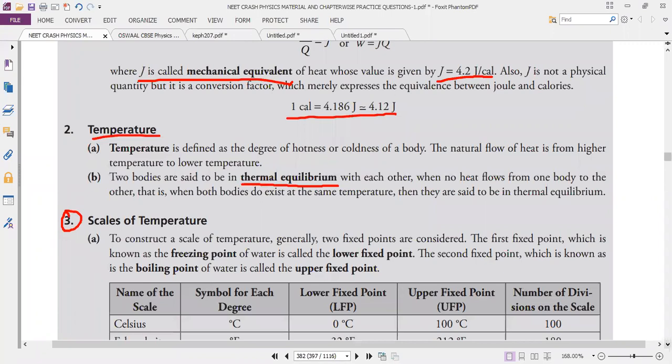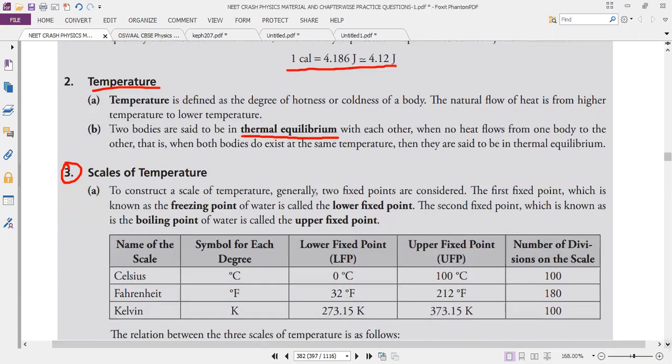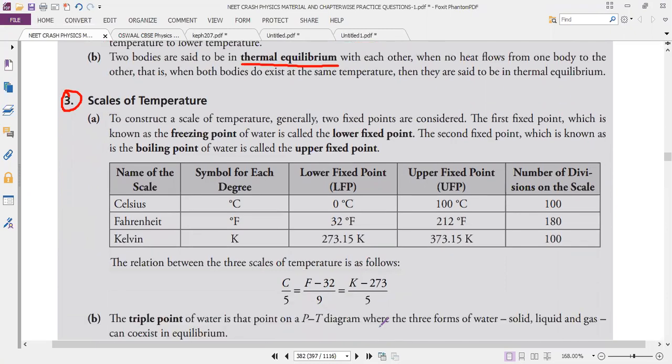Celsius, the lower fixed point 0 degree Celsius, upper fixed point 100 degree Celsius. The number of divisions in the scale is 100. Fahrenheit, the lower fixed point 32 degree Fahrenheit, upper fixed point 212 Fahrenheit. Kelvin, 273.15 Kelvin, the upper fixed point 373.15. For the calculation, sometimes we will take 273. It is based on the problem and the condition. And there is another one also, Reaumur.